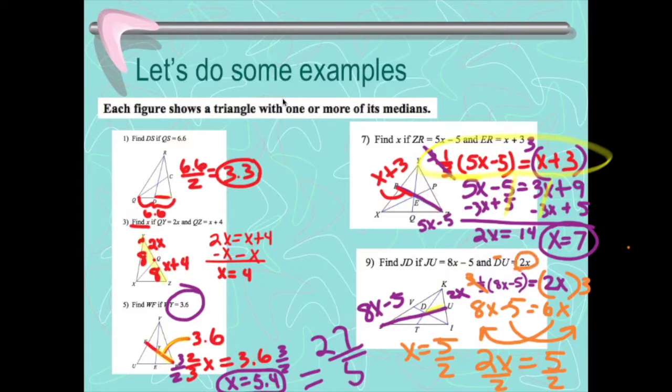Notice my original did not have decimals, so I will not have decimals here. I will leave that 5/2, but I'm not finished because I'm asked to find JD. JD is this section right there. This is getting really messy. I'm going to take some time to get some room here, just a second.